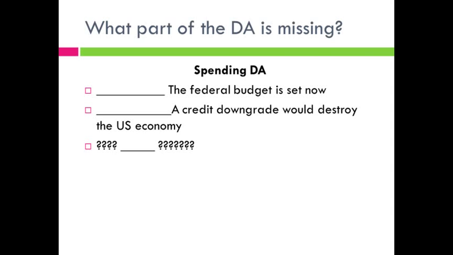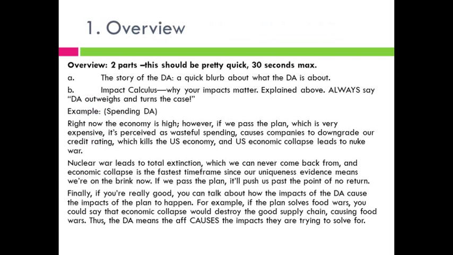So what would the link say for the spending DA? It would say that the spending for the plan would break the federal budget, or would not be part of the current set for the federal budget, and that would cause a credit downgrade because it causes investors to have less security in U.S. spending. Okay. All right. So let's talk about how to extend a disad, okay?